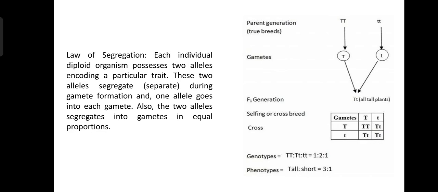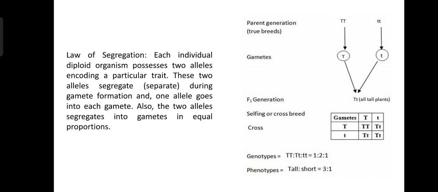Now today we know these things as alleles, but what Mendel said was that each individual must have 2 genetic factors encoding a particular trait. Trait in this scenario is the height, and every individual plant must have 2 genetic factors responsible for the height of the plant. We now know that those genetic factors are nothing but alleles. So according to the law of segregation, Mendel said that each individual must have 2 alleles encoding a particular trait, and these 2 alleles separate or segregate during the gamete formation process, and 1 allele goes to each gamete.